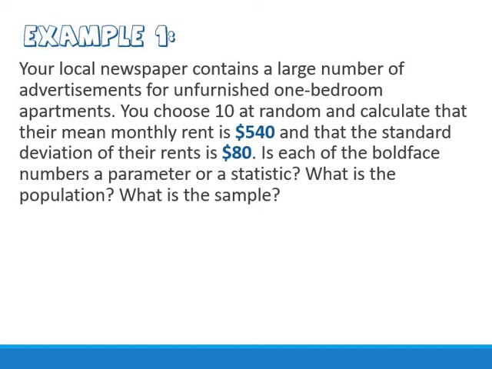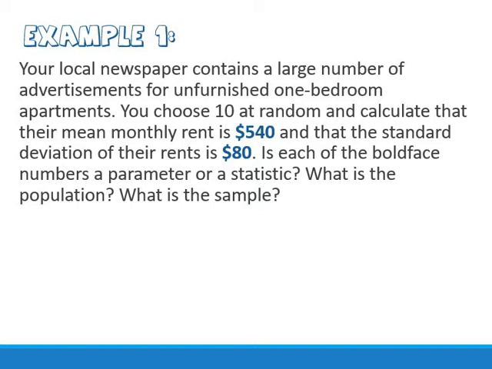Your local newspaper contains a large number of advertisements for unfurnished one-bedroom apartments. You choose 10 at random and calculate their mean monthly rent is $540 and the standard deviation of their rents is $80. Is each of the boldface numbers a parameter or a statistic, the $540 or the $80? Is that a parameter or a statistic? What is the population? What is the sample?